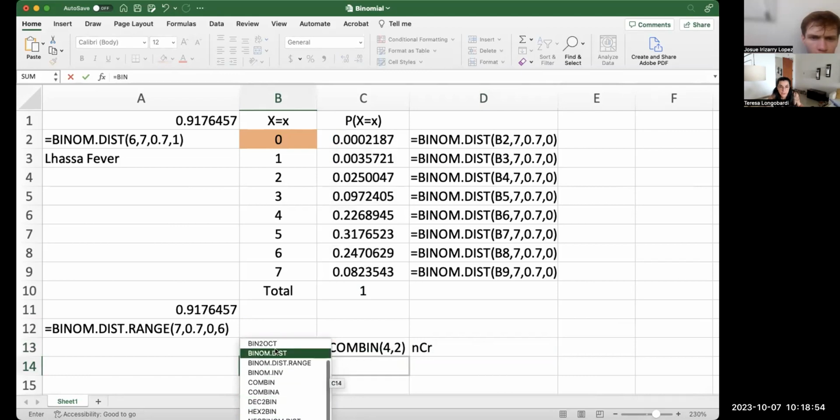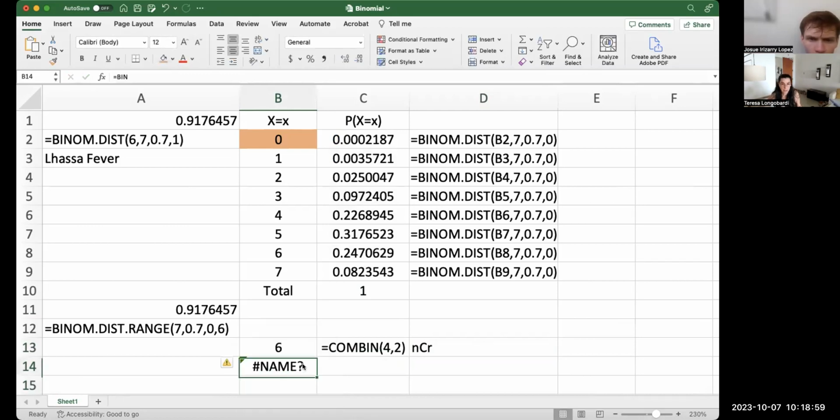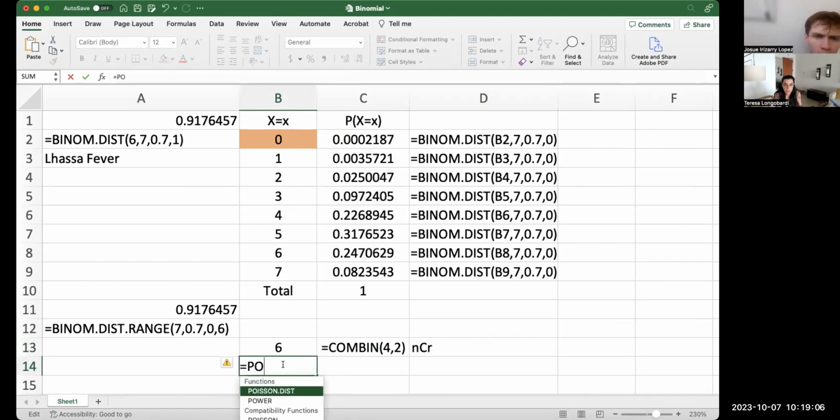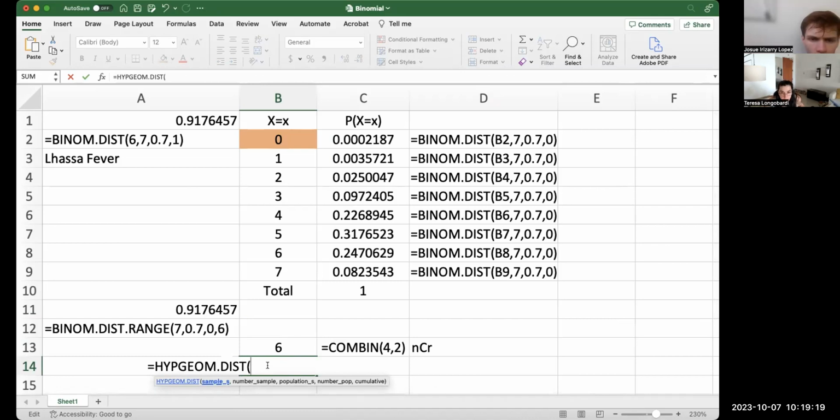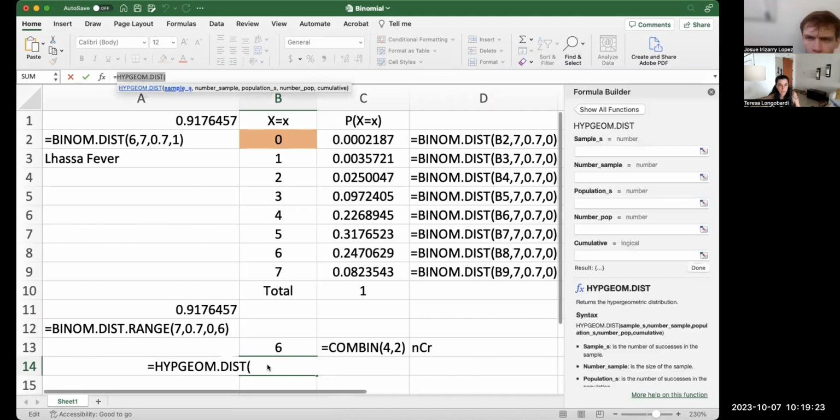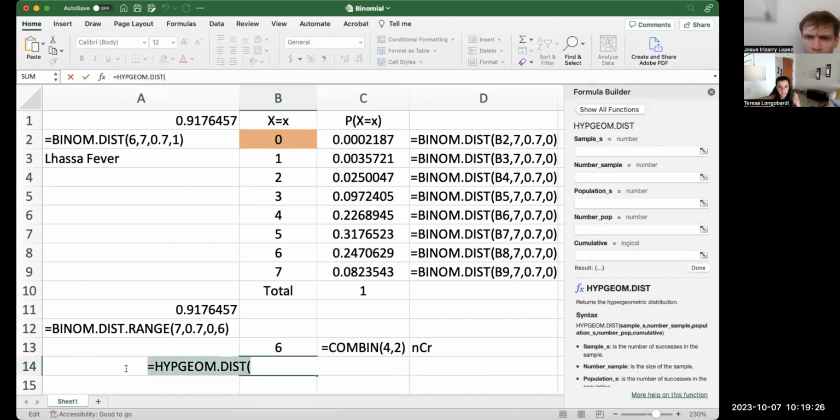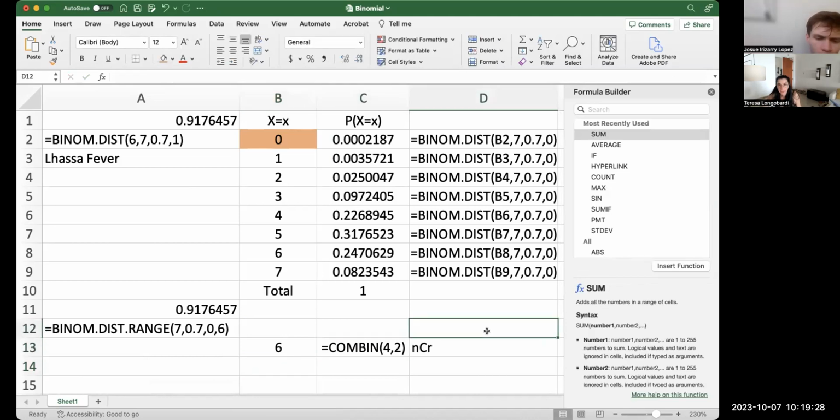There's also the hypergeometric, the Poisson. Sorry, let's try Poisson. See if it works. Poisson distribution. Hypergeometric. Hypergeometric is there. And you have to put all those parameters in. Okay, so it's all at your fingertips. All this stuff has been there for you all this time, all these years, and you never knew. But it's all there.